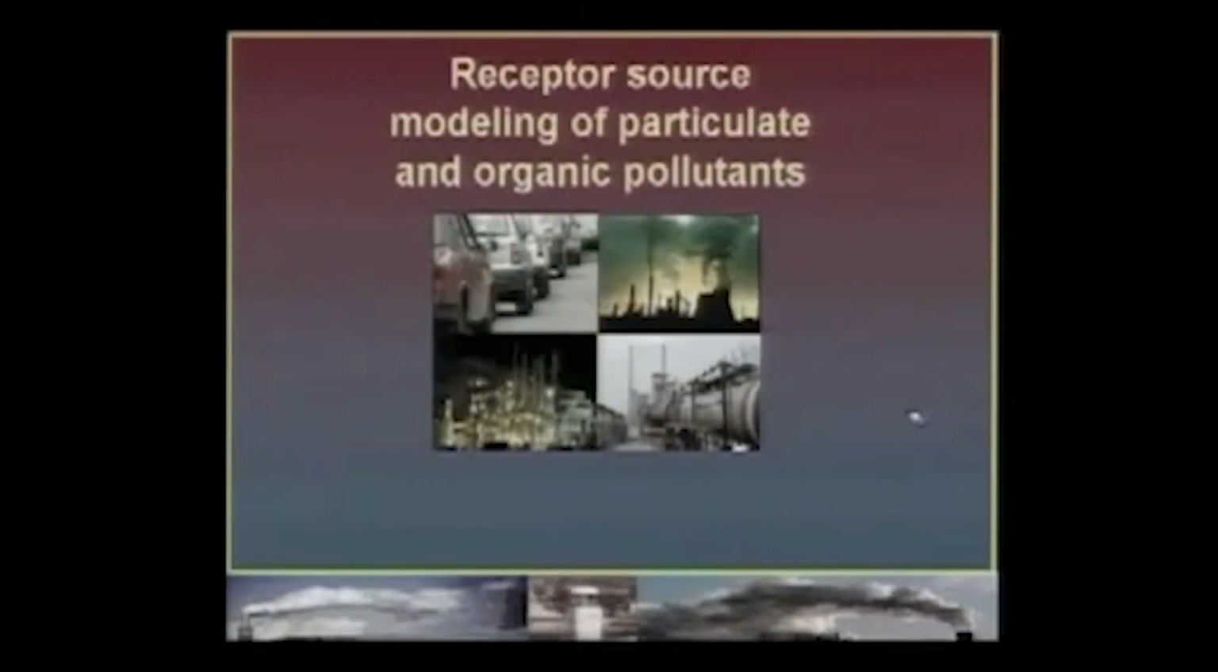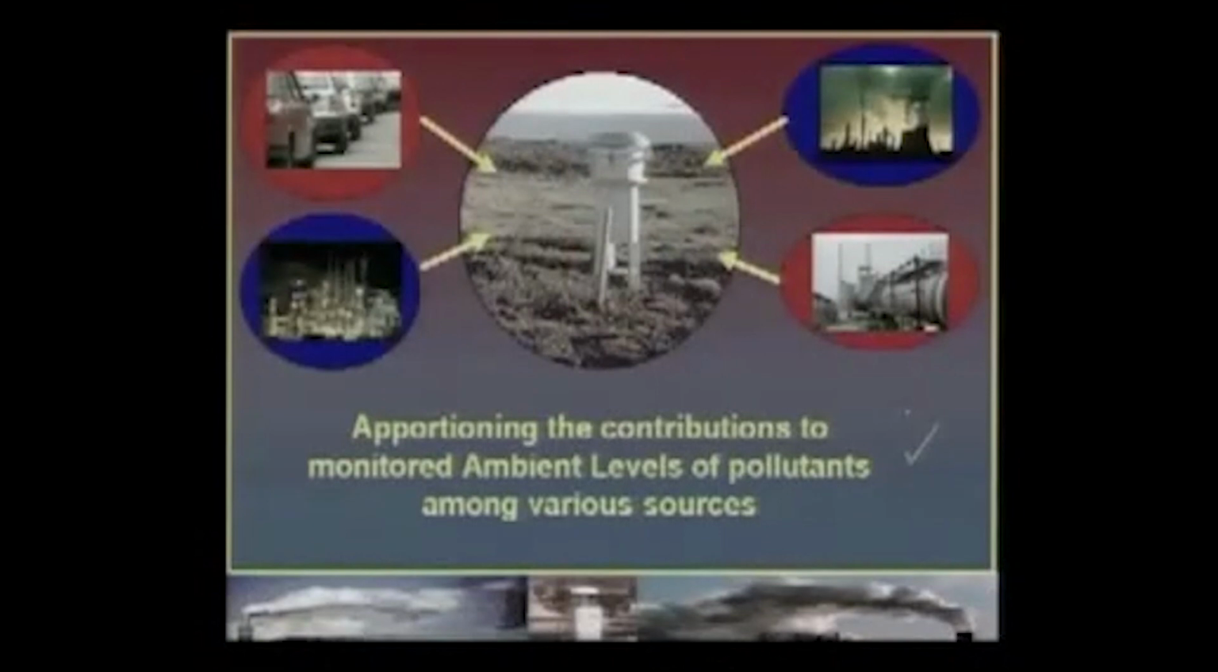those sources. There are many techniques to find out the contribution of various air polluting sources to the ambient air which people breathe, and this contribution will vary depending on the location where the person is or where the measurements are being done. One technique is called receptor source modeling, and it can be used for particulate matter. It can also be used for organic pollutants to clearly say what the sources are and how much is their contribution.